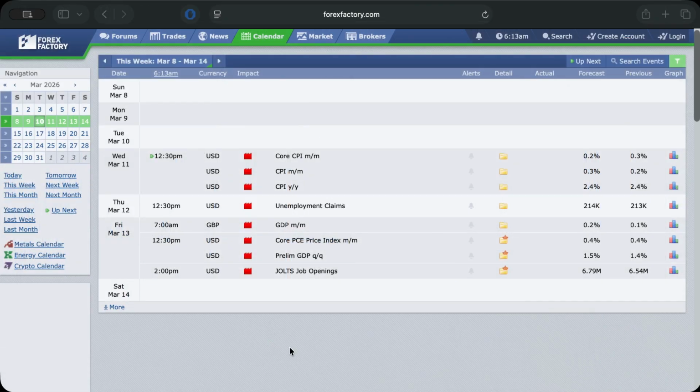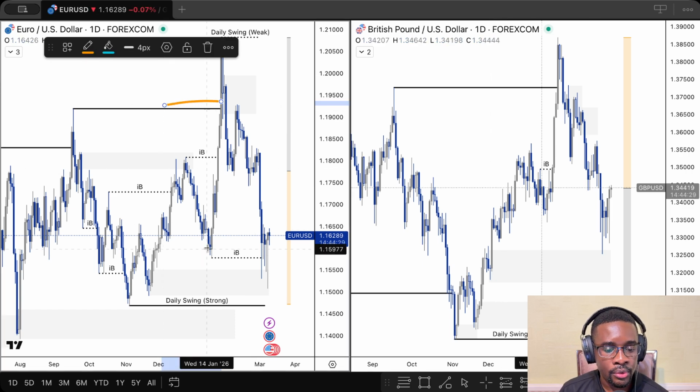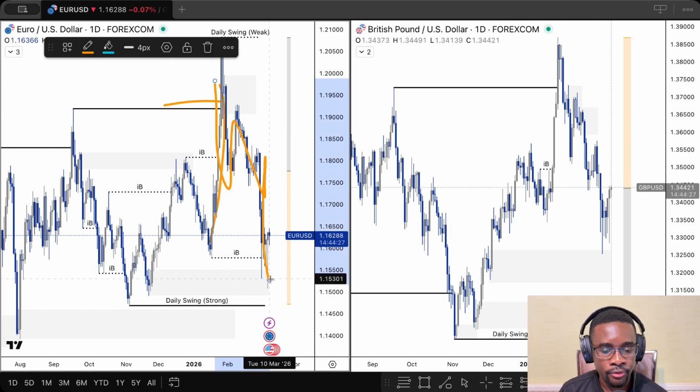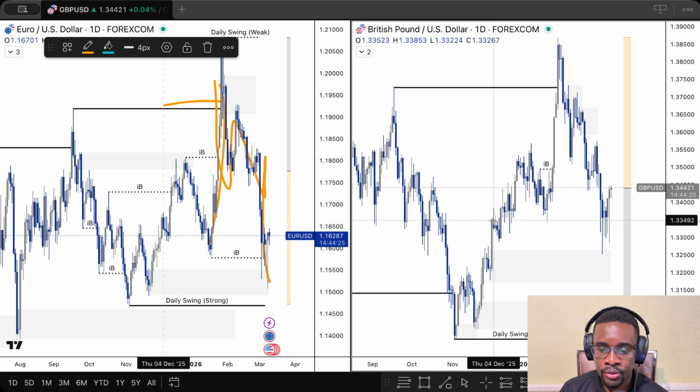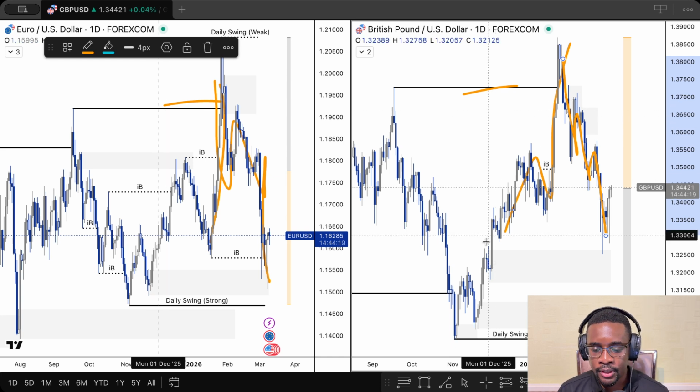So jumping right into it, looking at Forex Factory, today is a Tuesday and we do not have any impact news with regards to the US or with the pound. So let's look right at the charts, and as I've been saying, we are in a bullish trend. We are in the pullback phase for both the EUR USD and the GBP USD. We're in this pullback phase.